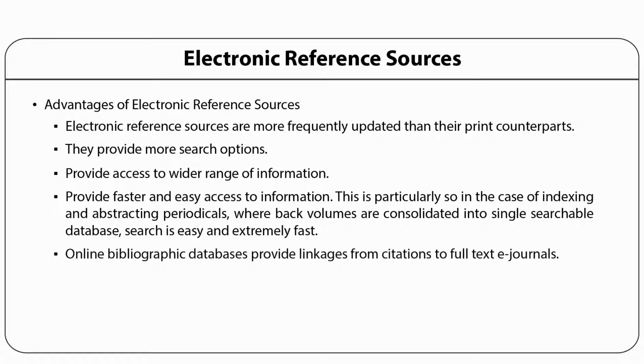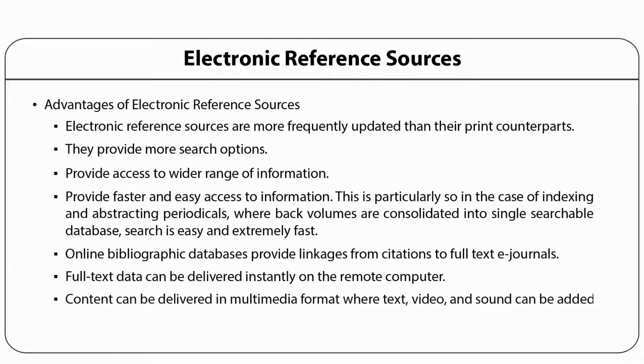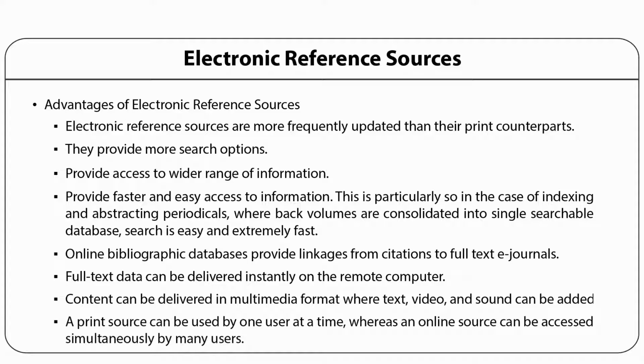Online bibliographic databases provide linkages from citations to full-text e-journals. Full-text data can be delivered instantly on the remote computer. Content can be delivered in multimedia format where text, video, and sound can be added. A print source can be used by one user at a time, whereas an electronic source can be accessed simultaneously by many users. An online electronic source can be accessed at any time and from any place wherever a network exists.